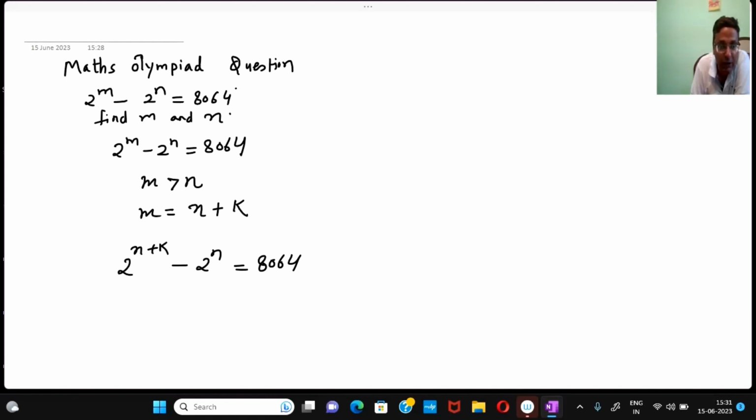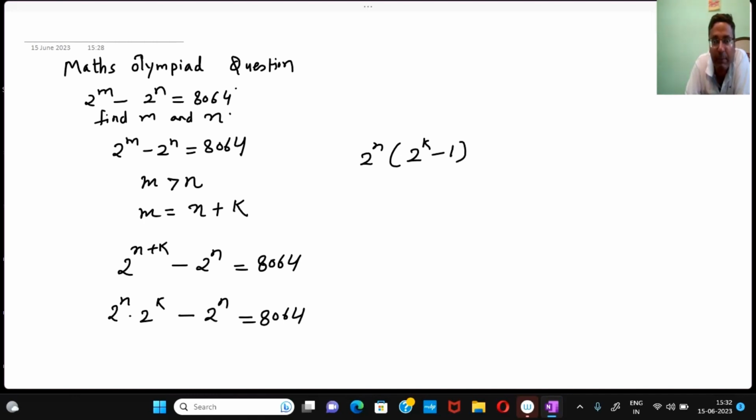Now we can write it as 2 raised to power n times 2 raised to power k, minus 2 raised to power n, equals 8064. Now we are solving here. 2 raised to power n is common. Now it is 2 raised to power n into (2 raised to power k minus 1) equals 8064.